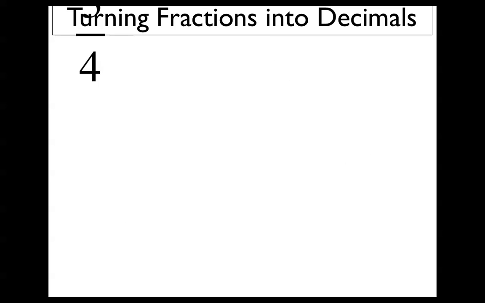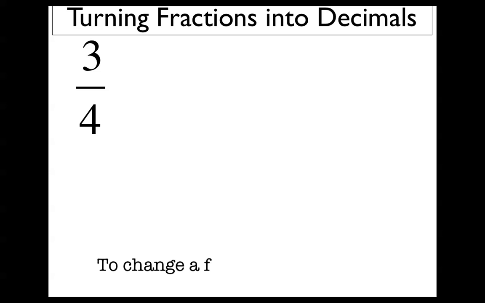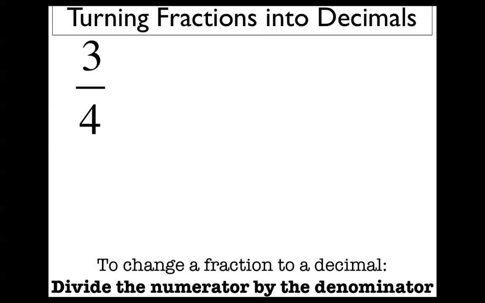Here's an example. What if we had 3/4? You might already know what the decimal version of 3/4 is, but we're going to talk about how to do that conversion. And the rule is really simple, and it goes like this. To change a fraction into a decimal, divide the numerator by the denominator. There's only one step, there's only one thing you need to do. Divide the numerator by the denominator.